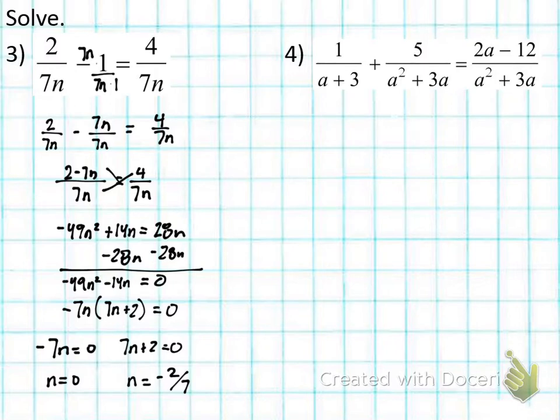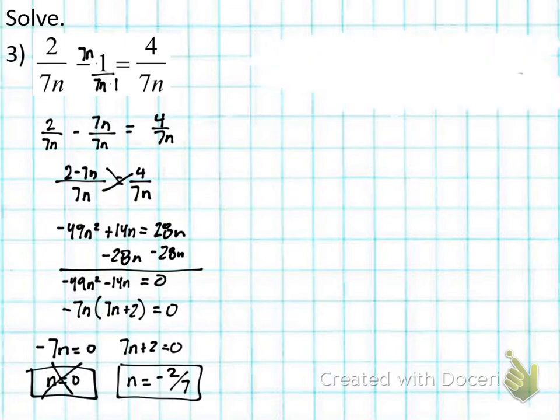That's all you did. Okay, so now, am I done here? No. What do I have to do still? What's an extraneous solution? 0, right? I forgot to do the extraneous solution because the only one that doesn't work is 0.